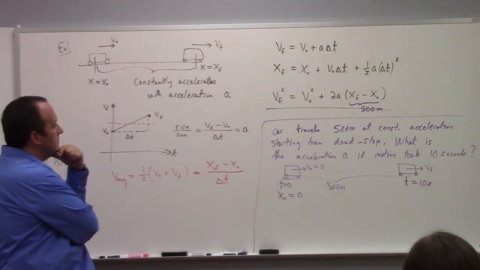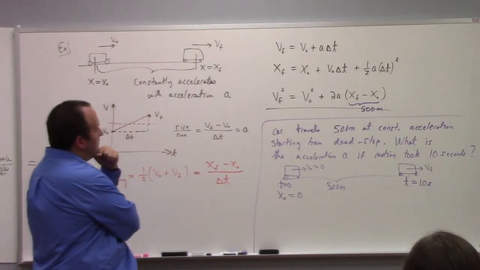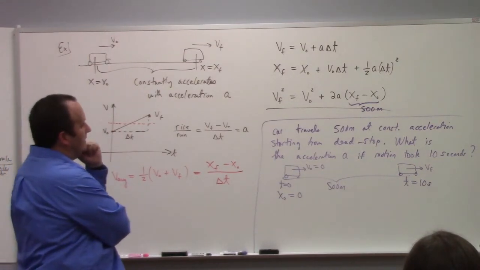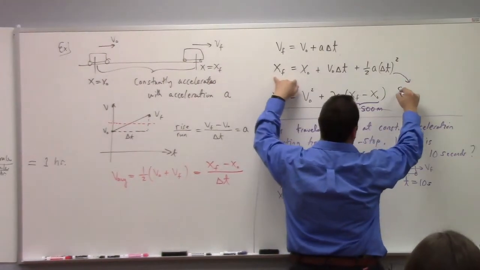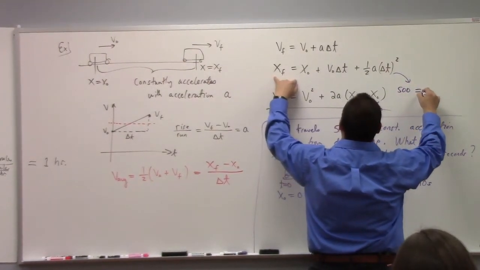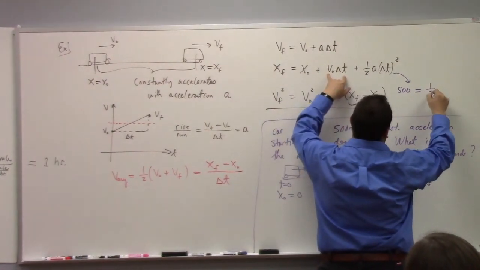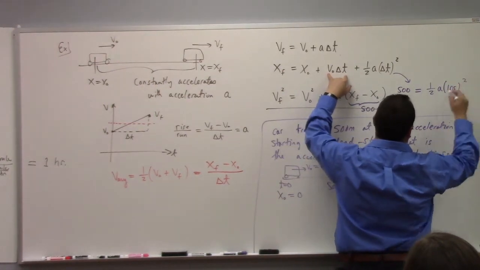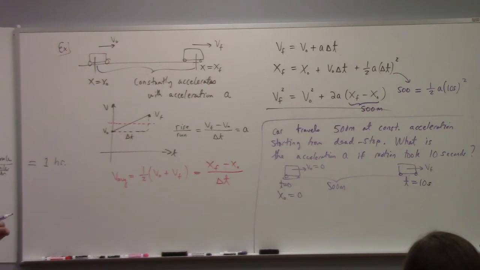Oh, okay. But we can solve that for A? Very good. So this gives me 500 equals, what's V naught? 0. So we've got 1/2 the A we don't know and the 10 seconds squared. We have a winner. That allows us to find the acceleration, doesn't it? Very good.